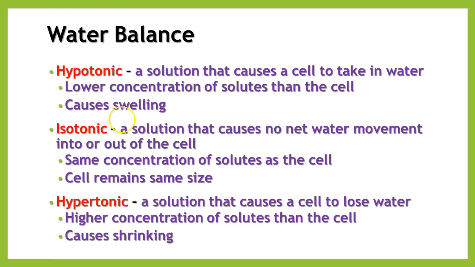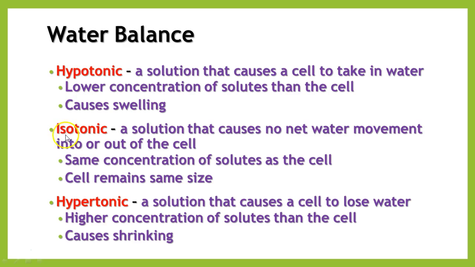The first type is hypotonic. A hypotonic solution is one that has a lower concentration of solutes than the cell has. That means the cell has less free water and there's more free water outside the cell. And so what's going to happen there is that water molecules, the free water molecules, are going to move into the cell. The cell will take on water, and that's going to cause swelling of the cell. Again, you have a lower concentration of solutes in the solution than you do inside the cell. And hypo means under, remember, so you've got a lower concentration of solutes in the solution than you have inside the cell.